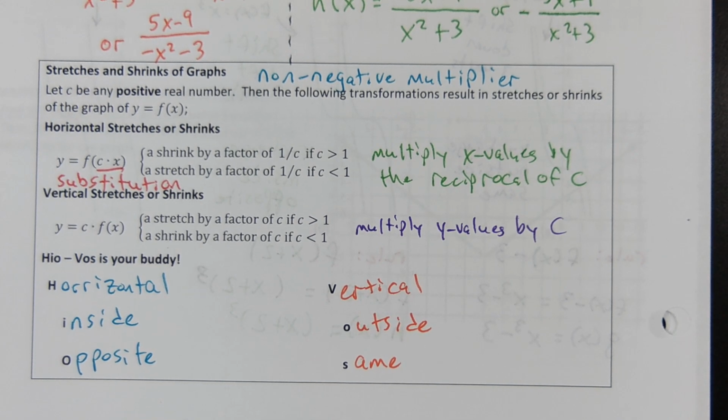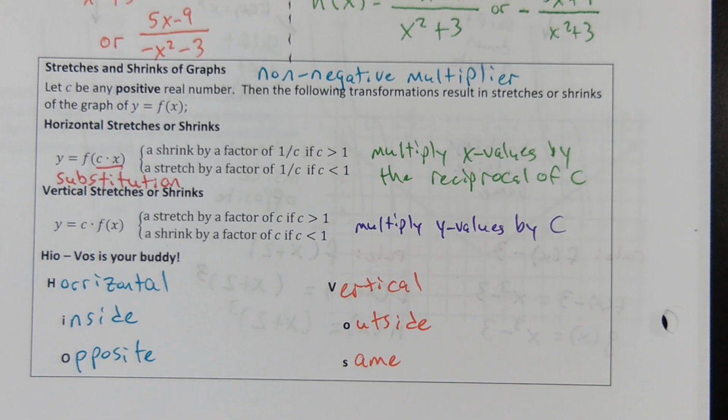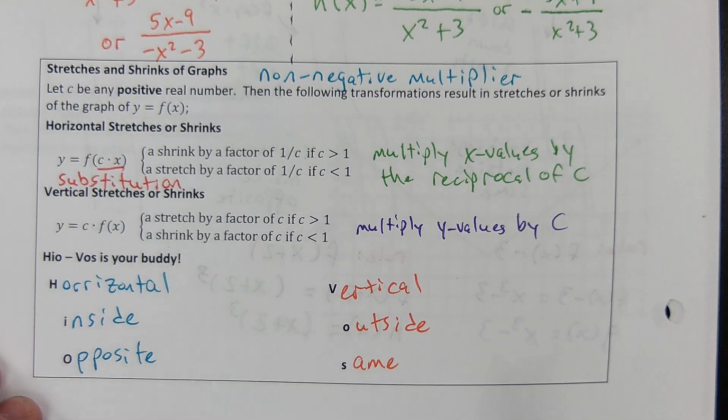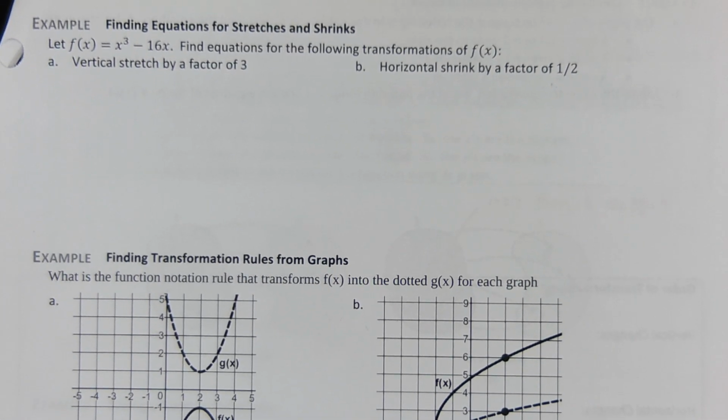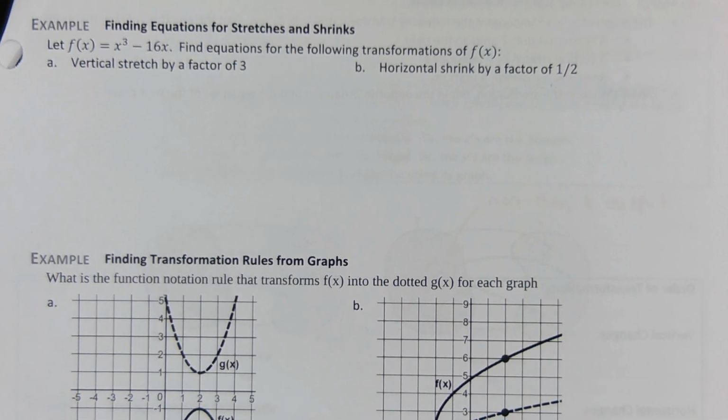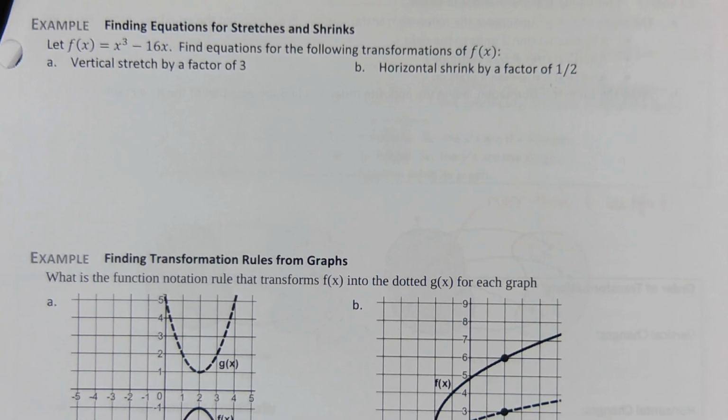You guys didn't have any questions about reflections, so let's go ahead and put some practice into dilations. Here we have f of x equals x to the third minus 16x. You don't know what that graph looks like, and you don't need to know, because transformations affect all functions the exact same way, which is fantastic.